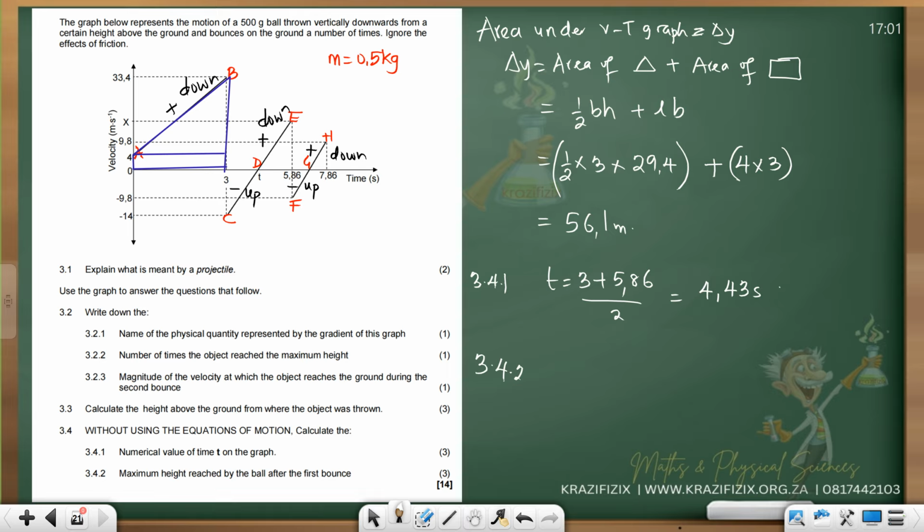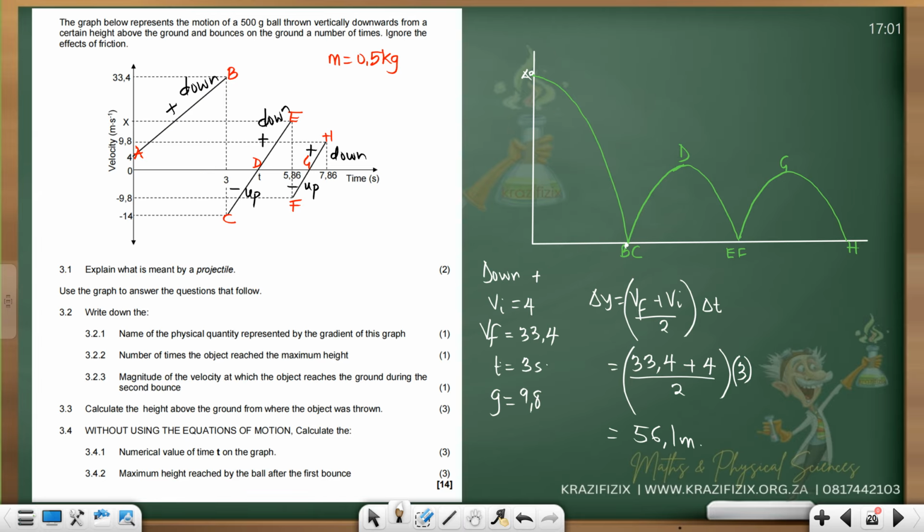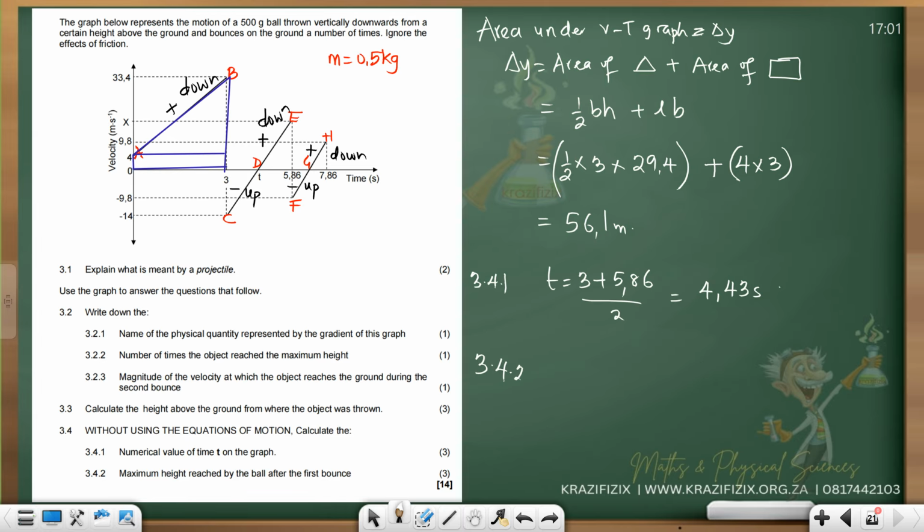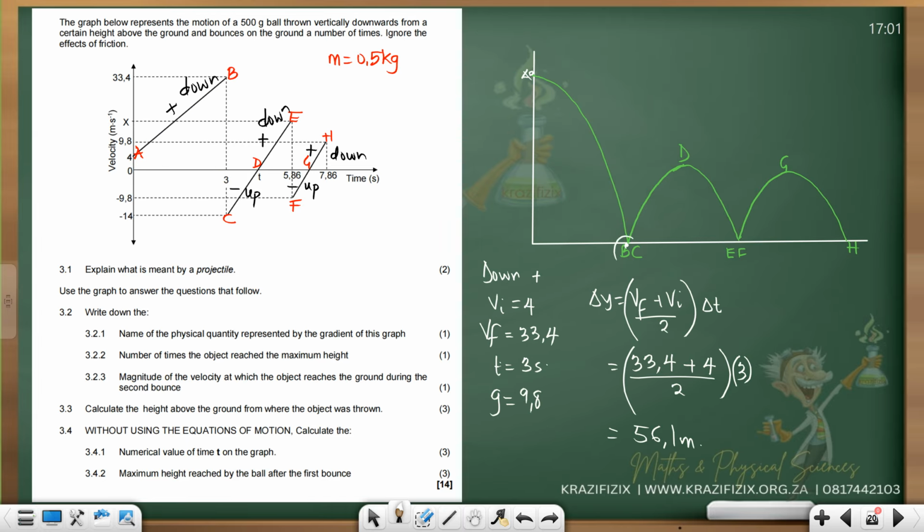3.4.2. Okay. Maximum height reached by the ball after the second bounce. Can we go back to what we are looking for? So I got the first one right, but for some reason I forgot it. Oh, maximum height reached by the ball after the first bounce, sorry. Do we agree? Okay. This is the first bounce. We're looking for the height of D, which is basically what I did just now. So we are looking for that.